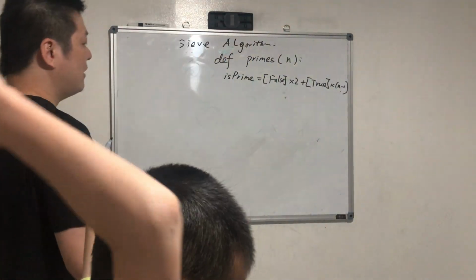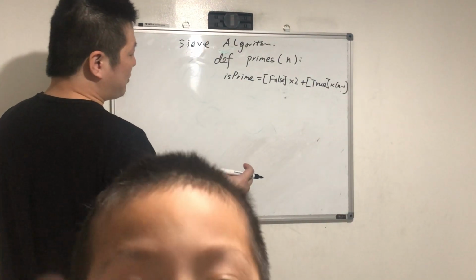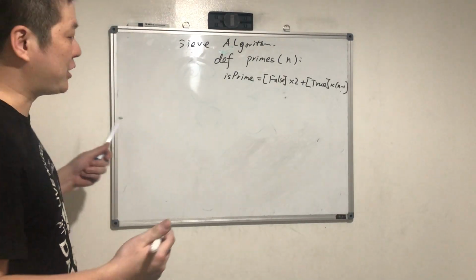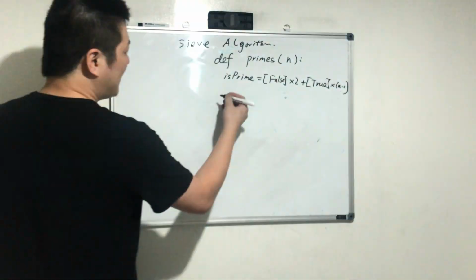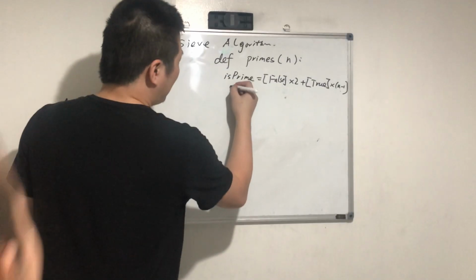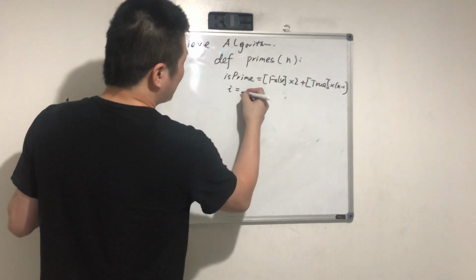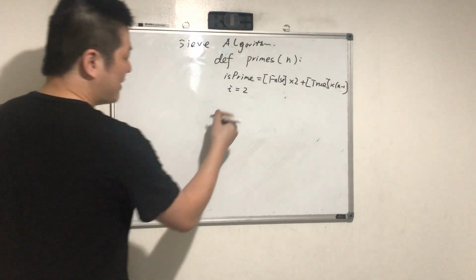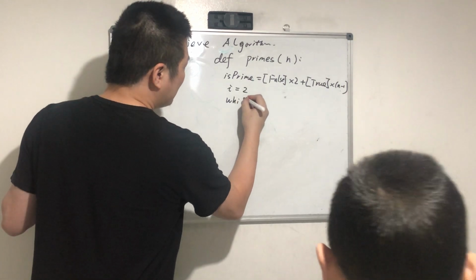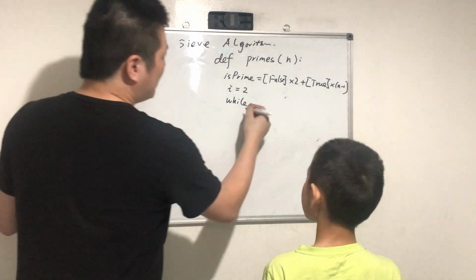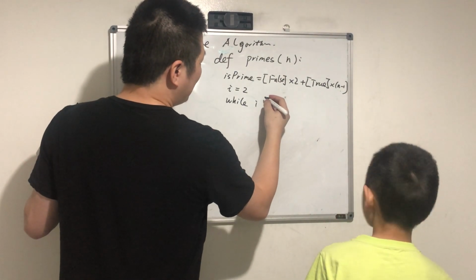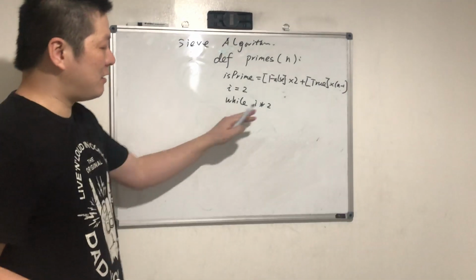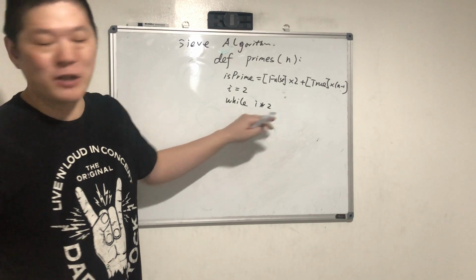Now what should we do? We should cross out the numbers. We should start crossing out all the numbers. Let's say i equals 2. Okay, so now let's say while i times 2 is smaller than n.